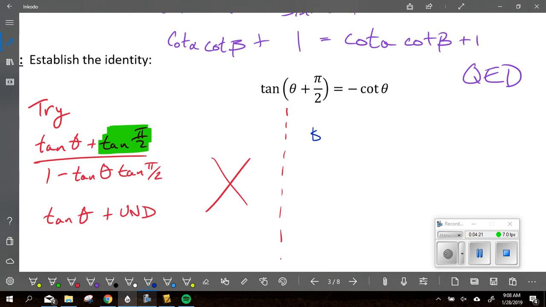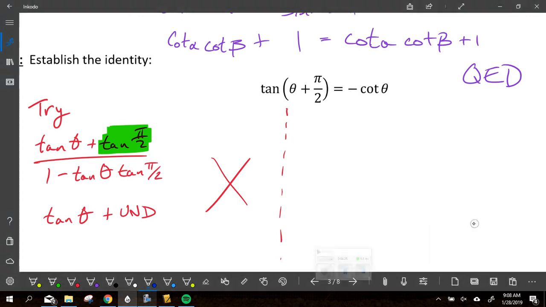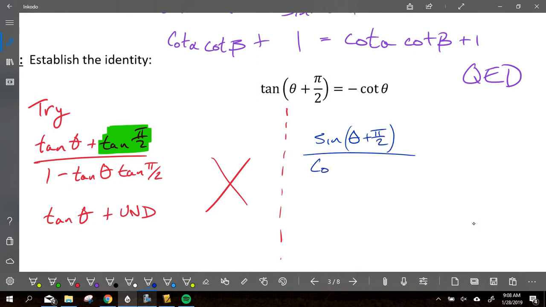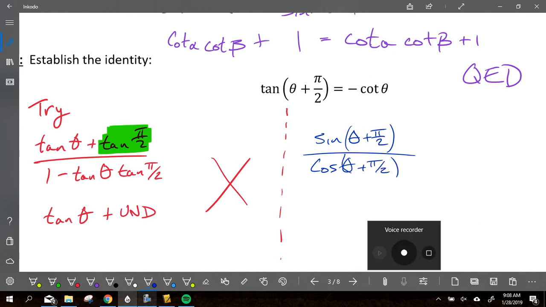So what if instead of using tangent, the tangent identities work. It simplifies us down. But instead, what if we used sine of theta plus pi over 2 over cosine of theta plus pi over 2. It's still the same thing. Okay, we're still doing tangent, which is sine over cosine. We're just using new methods.